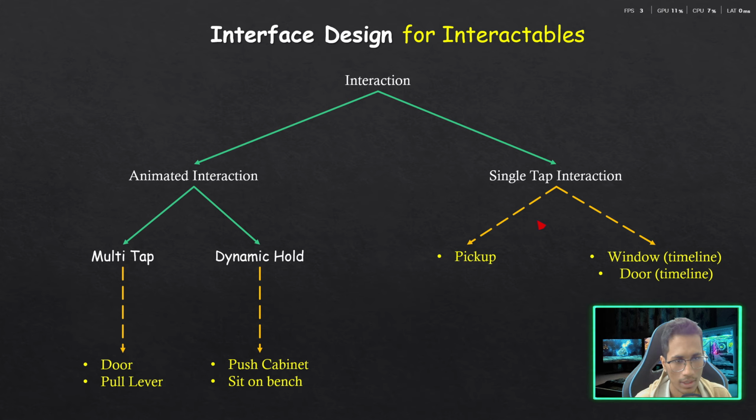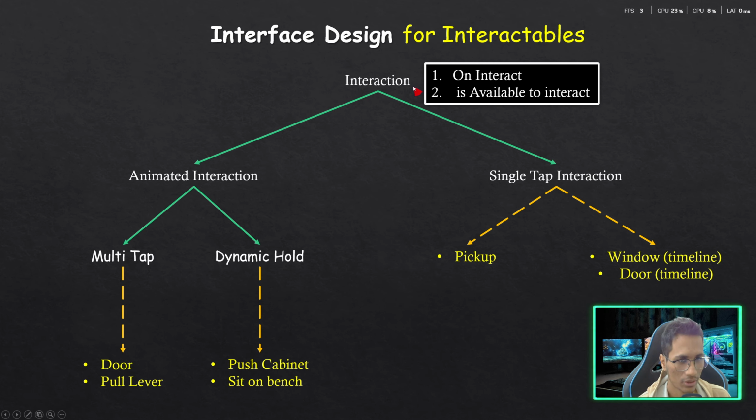Now, let's have a look how the interfaces will be divided based on these categories. Okay, these are the examples. These are our main use cases where we have to divide the events. So first, in the interaction, every interactable, doesn't matter if it's animation based or it's a single tap, which means non-animated, everyone will have on interact and is available to interact.